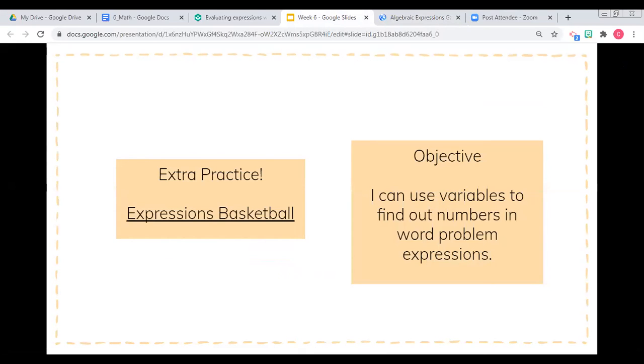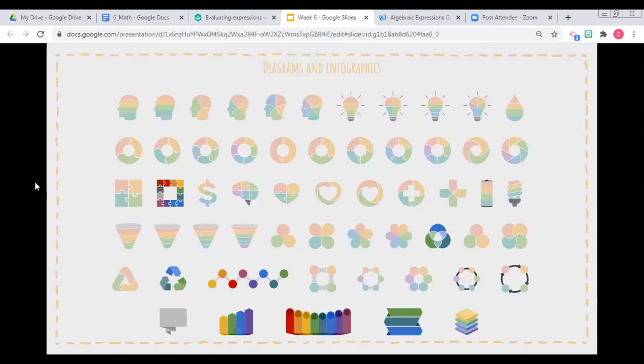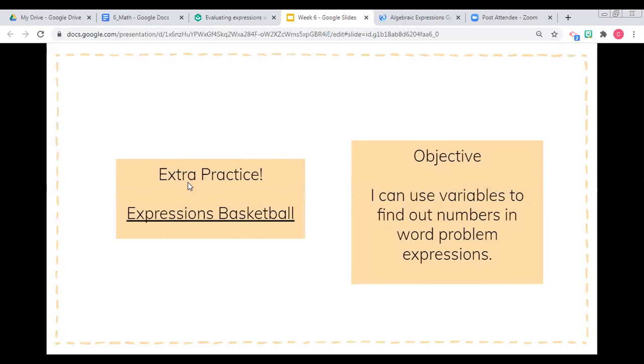So again, let's go over our objectives. Our objective is I can use variables to find out numbers in word problem expressions. That's what we did throughout the lesson. We first started with our start thinking, which were easier problems to help us start thinking about expressions. Then we did the go further where I gave you the expressions and you gave me the answer. And then the last problem, let's try on, you were able to do the expressions on your own and find the answer on your own. So that's all we have for today. Thank you so much.